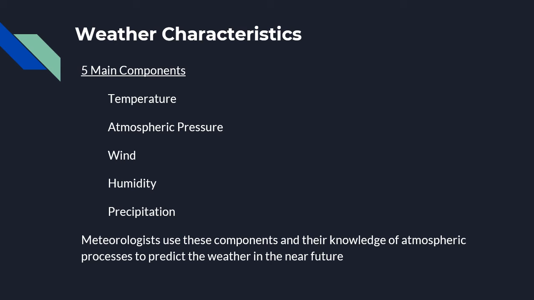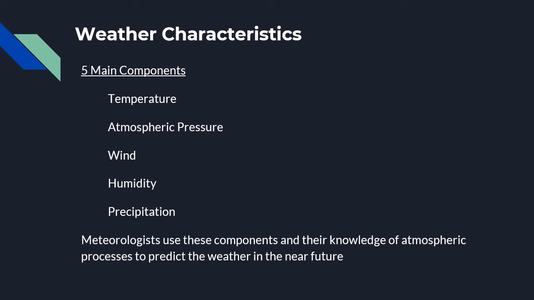These are the 5 components of weather. Temperature: how hot or cold the atmosphere is. Atmospheric pressure: how much pressure the atmosphere is exerting on the Earth. Wind: which way is the wind blowing, and how fast is it blowing. Humidity: the amount of water in the air. So if it's humid, you're sweating a lot. If it's warm and dry, you're not necessarily sweating all that much. The air feels like it has less water.